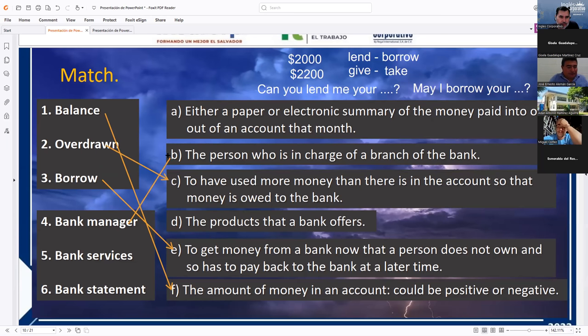Bank manager, the person who is in charge of a branch of the bank. Bank services, the products that a bank offers. Bank statement, either a paper or electronic summary of the money paid into or out of an account that month. So the bank statement is like a report of how much money you have, how much money you have used, how much money has come into your account. When you get a bank statement, you see your balance.